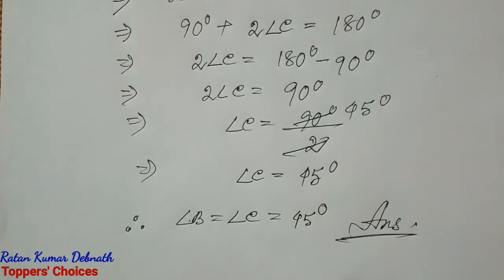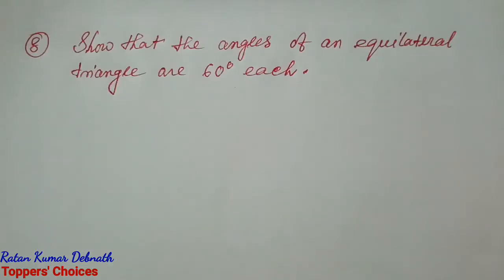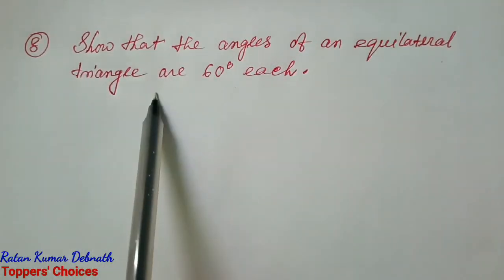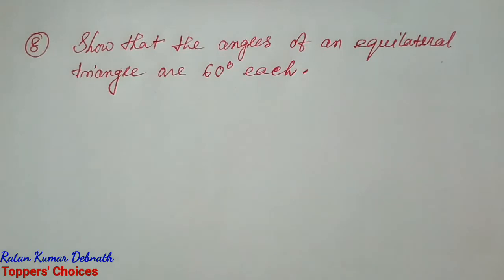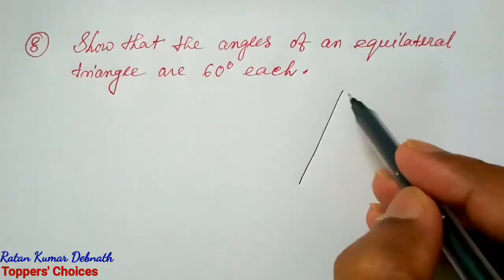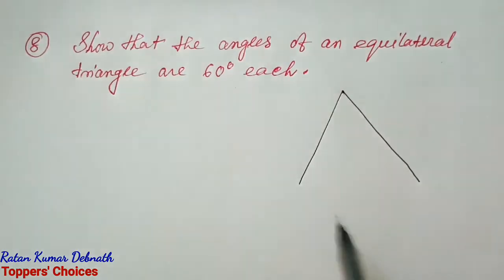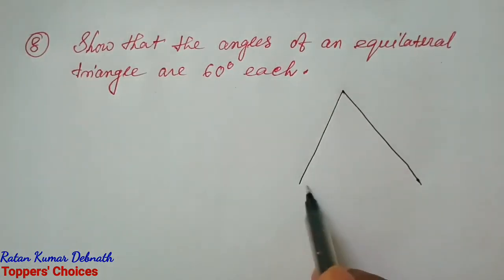So viewers, that's all about the question number 7. Now I will go through question number 8. Question number 8 on the screen: show that the angles of an equilateral triangle are 60 degree each. Let us draw a diagram of an equilateral triangle.